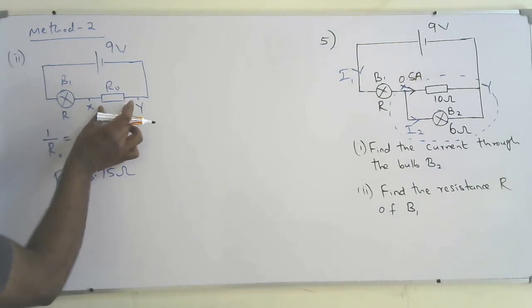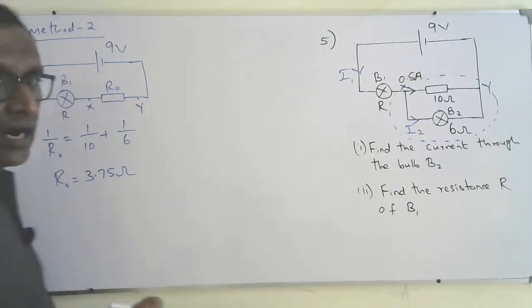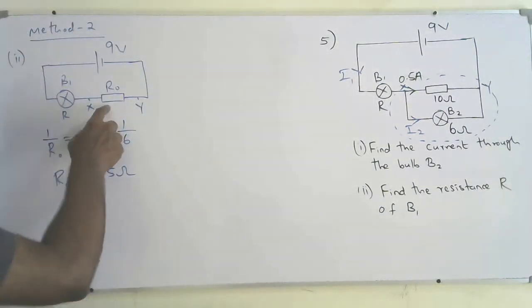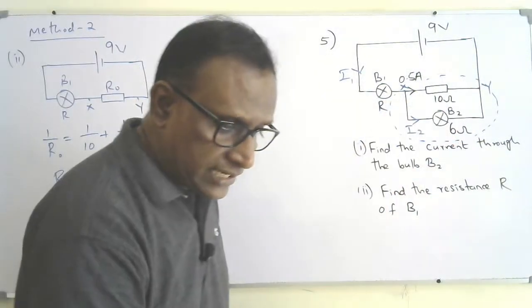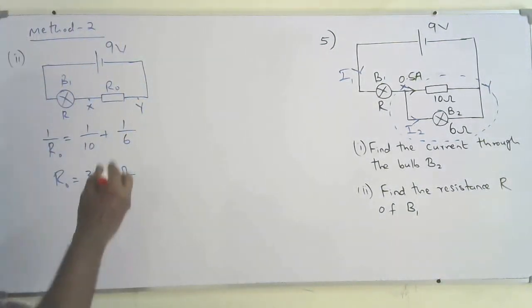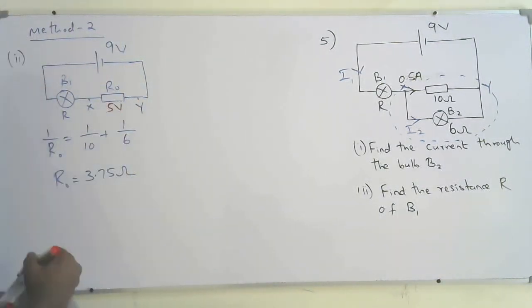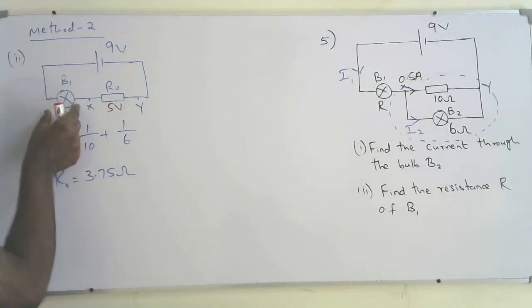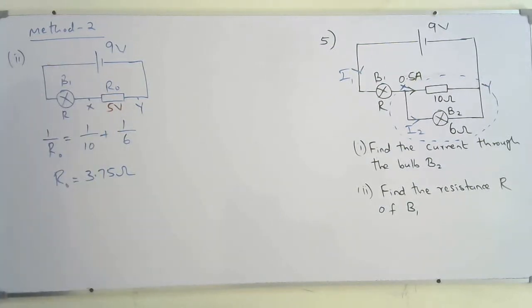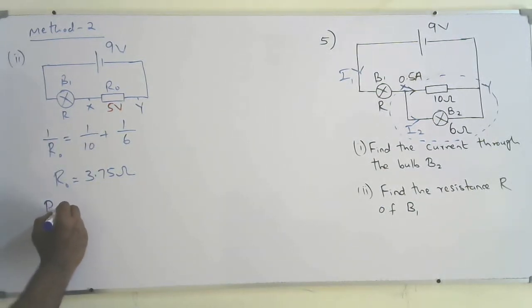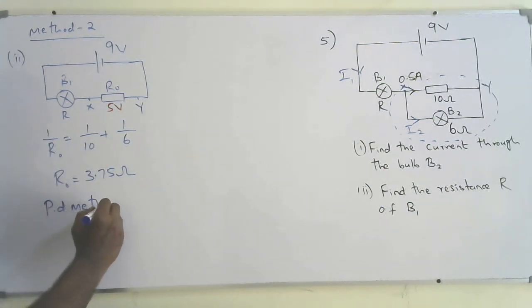Now that R naught and R are in series, and we know the voltage across R naught, that is the voltage across the junction. We already found it, that is 5 volt. So this component, the equivalent resistance, and the bulb are in series. I can use the potential divider method to find the resistance R. So a little longer method, if I use the potential divider method.